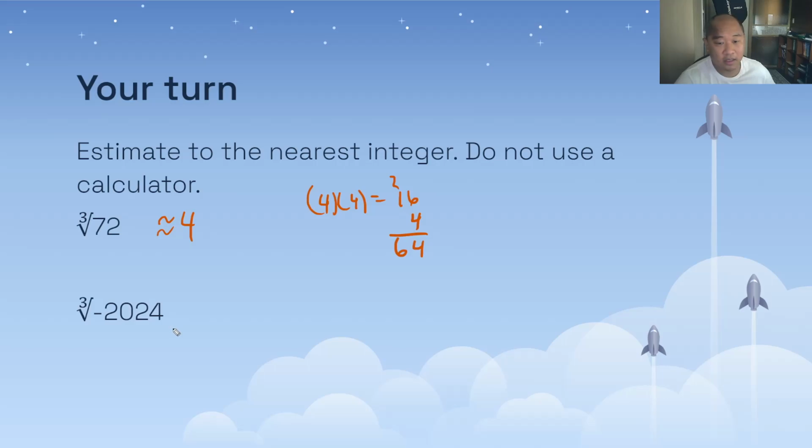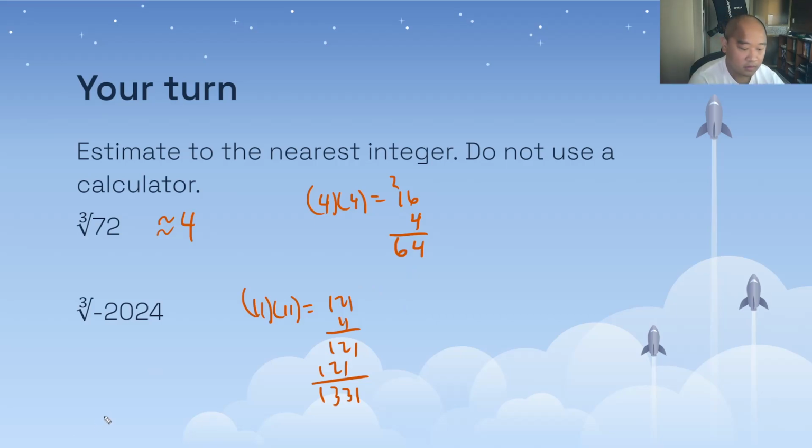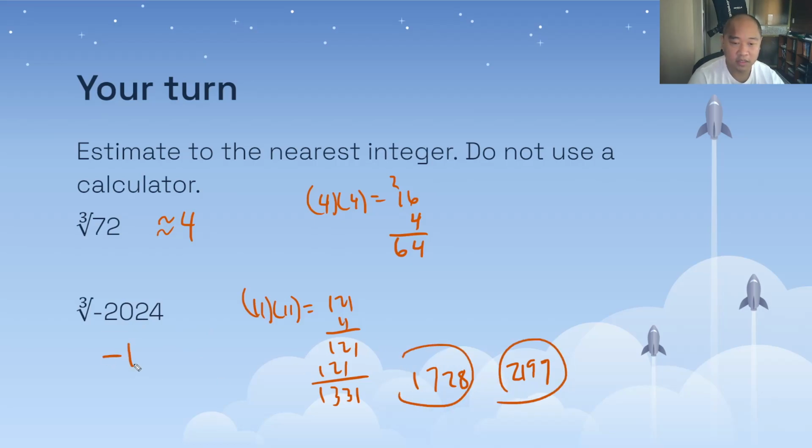This one, 11 times 11 is 121, times 11 is not big enough. Okay, let me just do this by calculator. 12 times 12 times 12 is 1728. We're getting close. 13 times 13 times 13 is 2197. Yeah, that's closer to this than this one. So it's going to be negative 13.